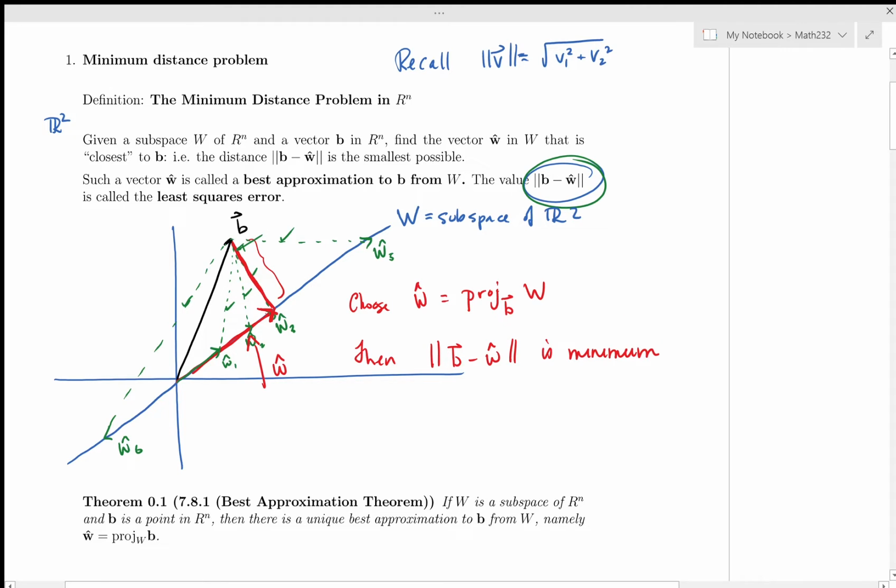So then we would say here, W hat is the best approximation to B if we are forced to pick W hat from W.